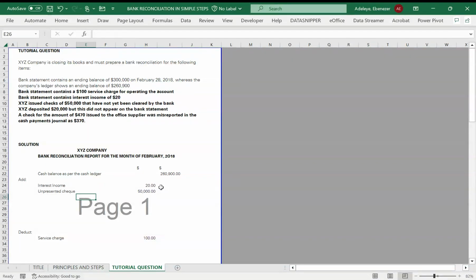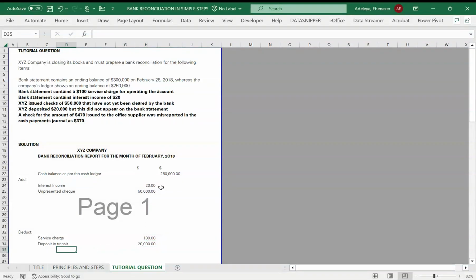the bank statement. So what has happened? We have deposited, so in our own cash ledger we would have added, but the bank has not reported, maybe because of network issues or whatever it is. So what do we do? We undo. It's a case of what we have done that the bank has not done, right? We would have added before because of the deposit. Now we have to deduct deposit in transit. How much is it? $20,000.